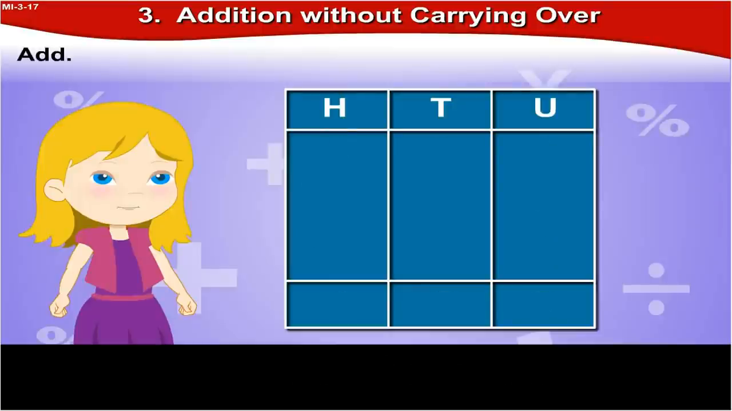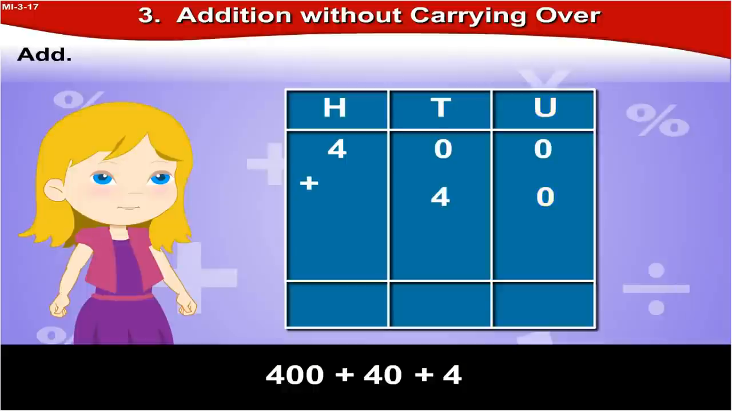Now the last sum. 400 plus 40 plus 4. First you arrange them in vertical order, writing HTU. Now 400 would be 400, 0 tens, 0 units, plus 40 would be 4 tens, 0 units, plus 4 is 4 units. In the units column we have 4 units, so write 4. In the tens column we have 4, so we write 4 in the tens column. In the hundreds column we have 400, so we write 4 in the hundreds column. So it is 400, 4 tens, 4 units, that is 444.